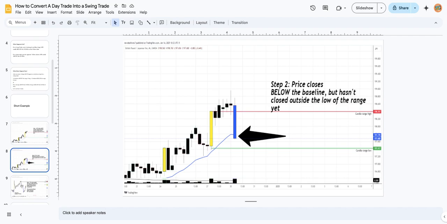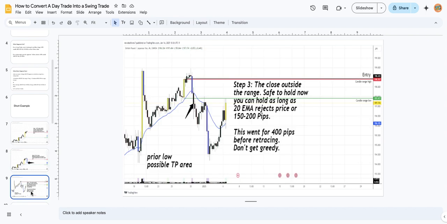Step 2, price eventually does close inside the range. Not only that, it closes below the baseline, which is our 20 EMA, the blue line you see there on the chart, and I could put a big old arrow there so you can't miss it. That's the next thing that you have to see. It has to close there, not tap it, not pin it. Close below that line. That confirms that this is indeed a trend reversal.